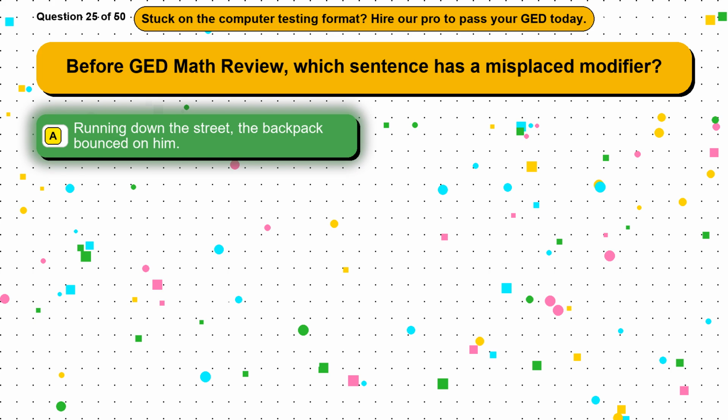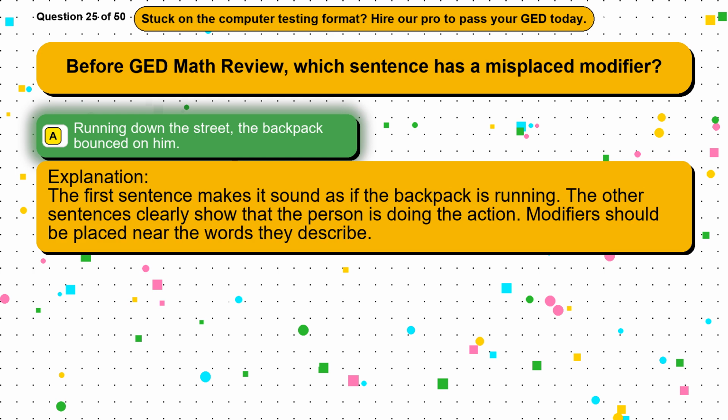Running down the street, the backpack bounced on him. The first sentence makes it sound as if the backpack is running. The other sentences clearly show that the person is doing the action. Modifiers should be placed near the words they describe.